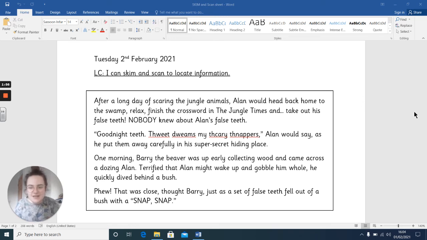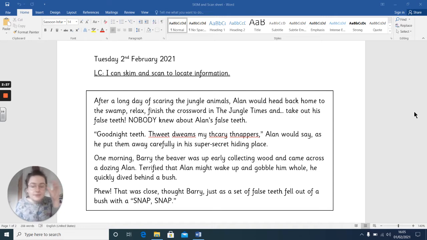After a long day of scaring the jungle animals, Alan would head back home to the swamp, relax, finish the crossword in the Jungle Times, and take out his false teeth. Nobody knew about Alan's false teeth. "Good night, teeth. Sweet dreams, my scary snappers," Alan would say as he put them away carefully in his super secret hiding place.